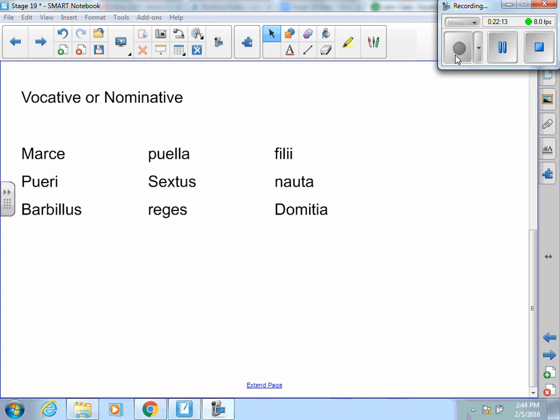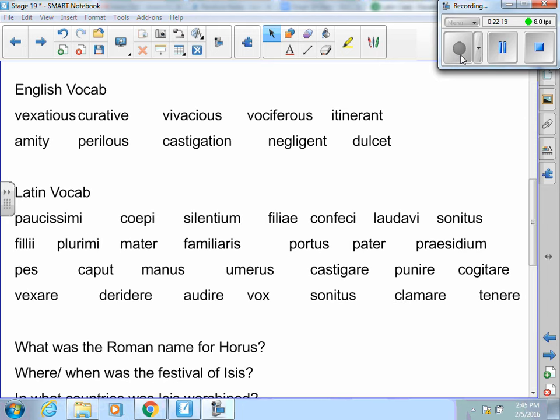English vocab. Vexatious is something that is annoying. Curative is something that is healing. Vivacious is something that's very lively. Vociferous is something that is very noisy, coming from vox. Itinerant is something that's traveling. Amity is friendship. Perilous is dangerous. Castigation, remember that is public humiliation or severe criticism. Negligent is something that is careless. If you're negligent, you're being careless. Dulcet is something that is sweet.